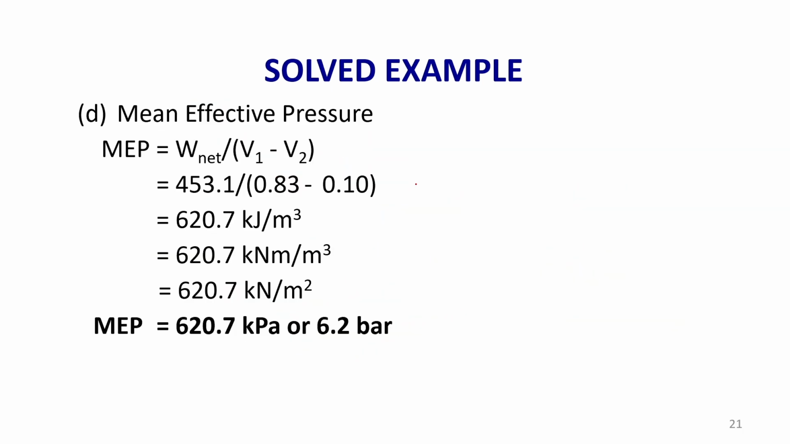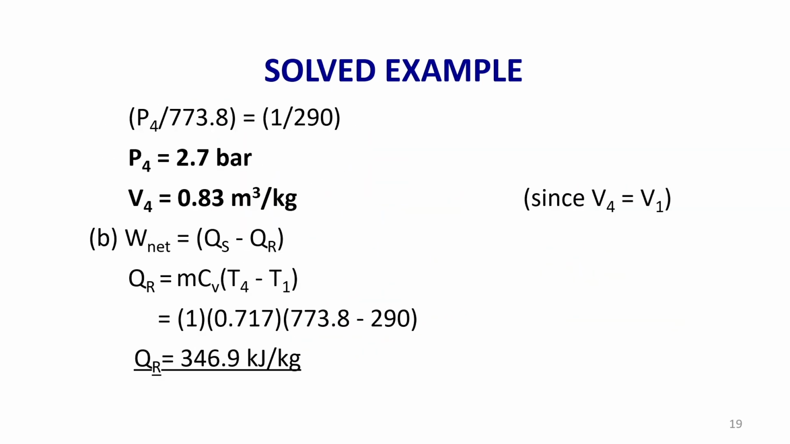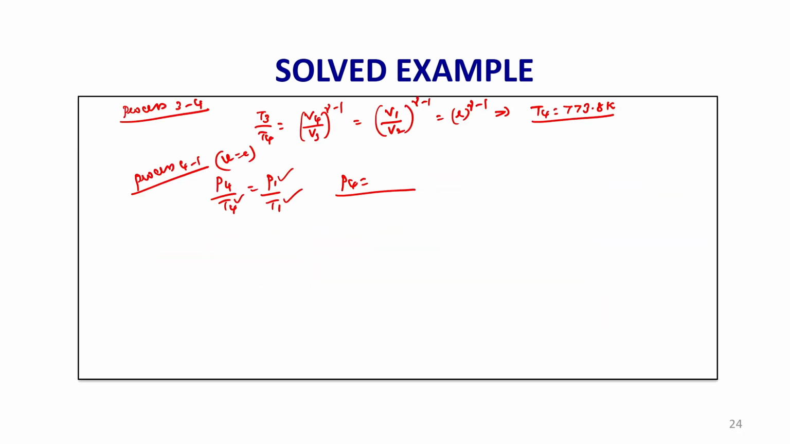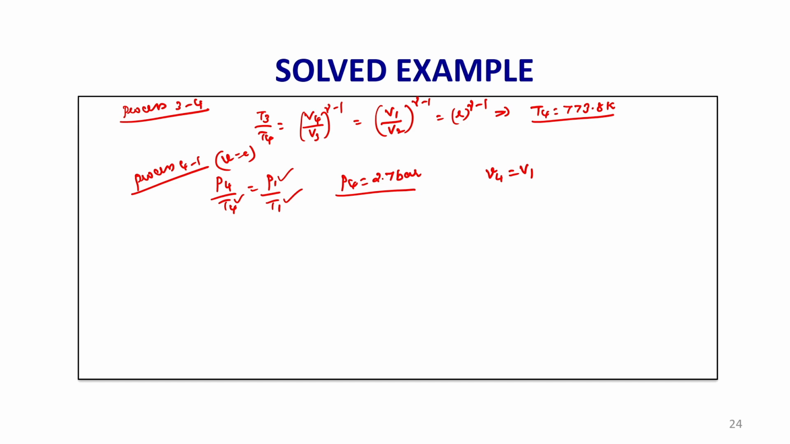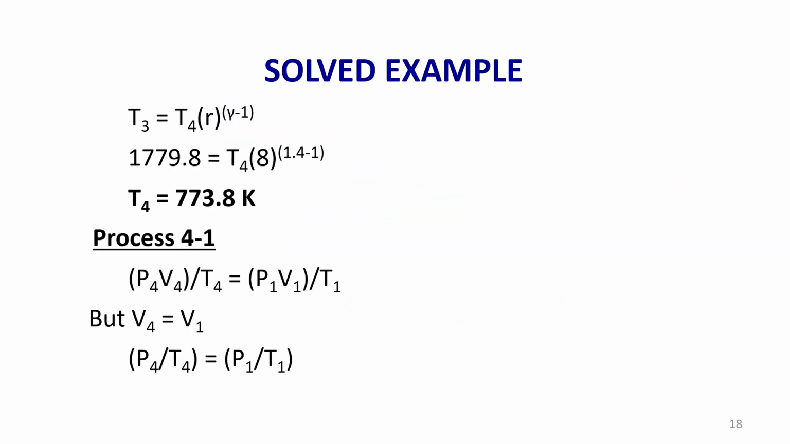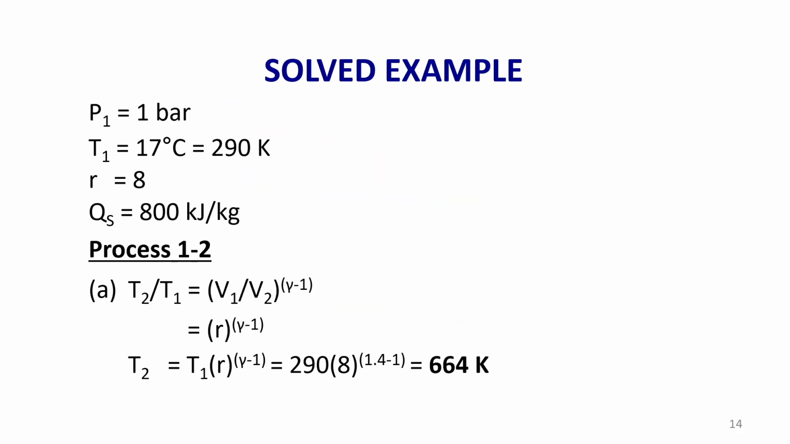So, P4 is 2.7 bar. And what is V4? V4 is equal to V1. So, this is equal to 0.83, already we have found V1, which is 0.83 meter cube per kg, okay. So, now we have found the pressure, volume, temperature at all the state points. Now, let us see this one, so that is the first question.